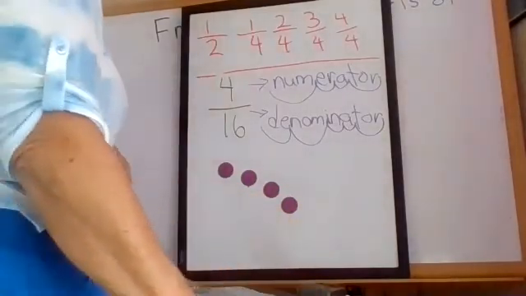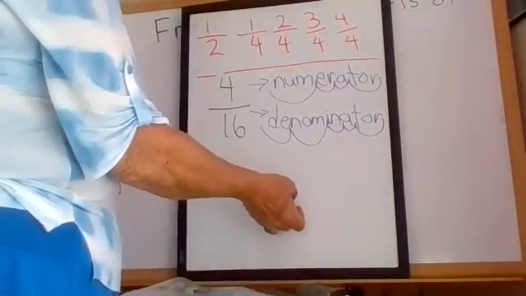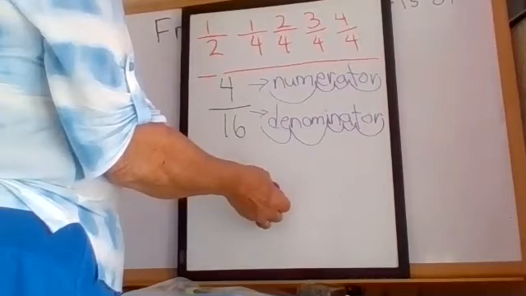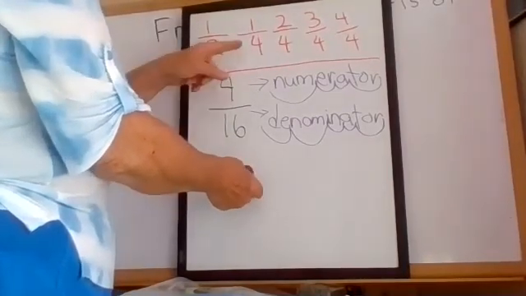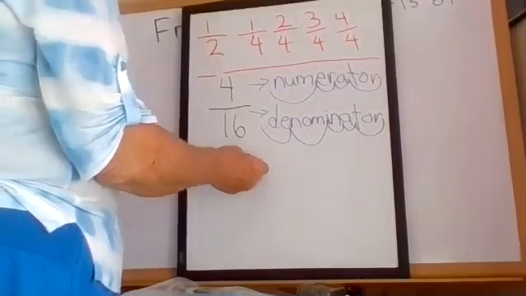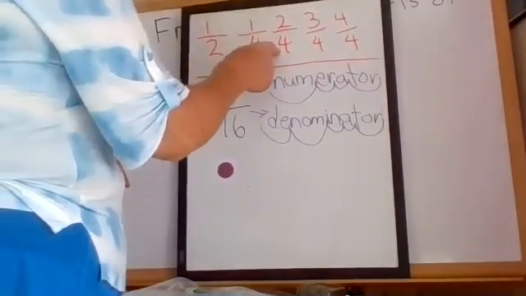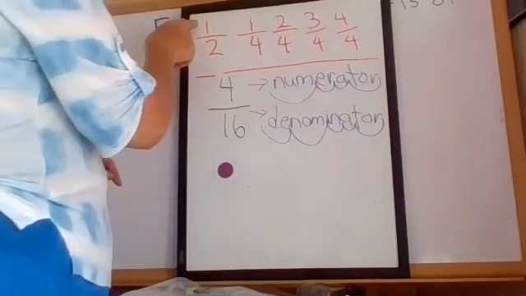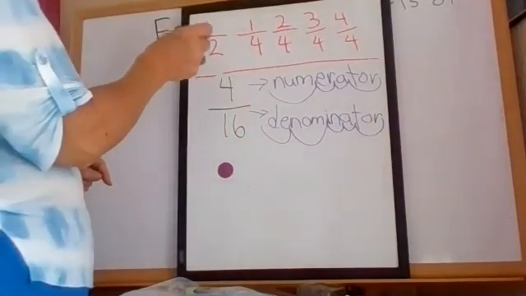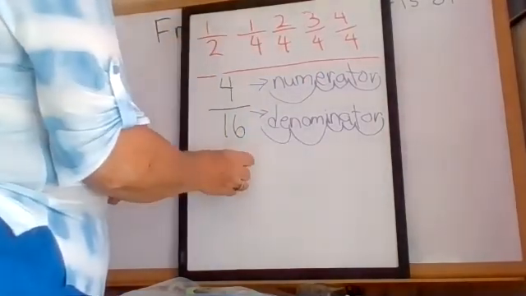Okay? So today we reviewed the fraction 1/2, and we learned about the new fraction, fourths. We have 1/4. That means 1 out of 4. 2 out of 4. 3 out of 4. 4 out of 4. And the fraction 1/2, which means 1 out of 2.